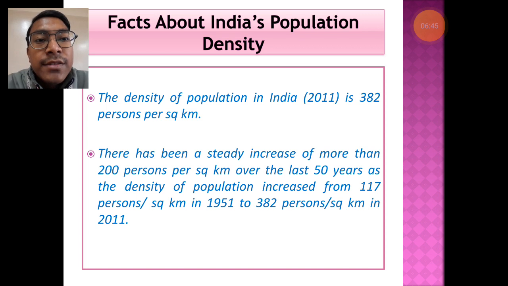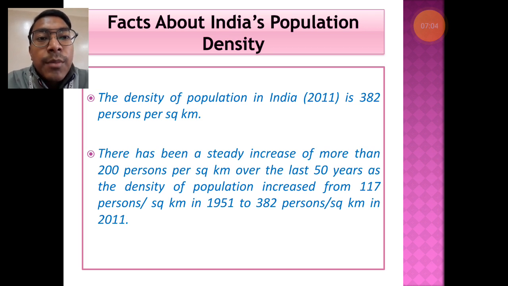So we can see here that on average there's an increase of 200 persons per square kilometer over the past 50 years, which shows that there's a huge increase in the population of our country. There's a huge growth in the total population of our country.